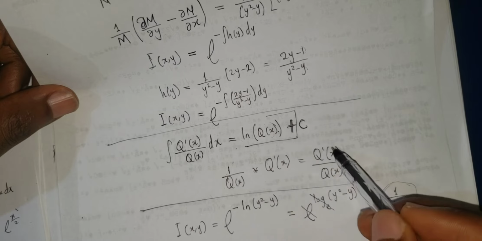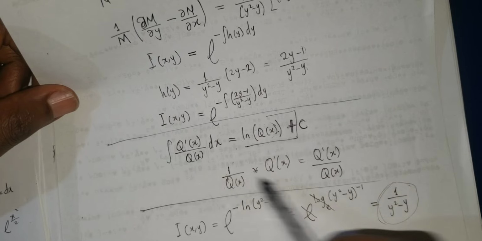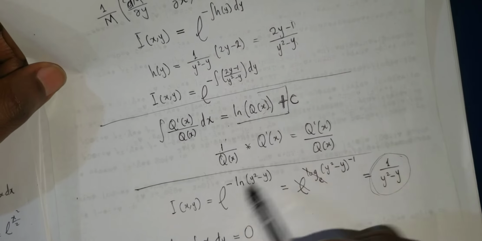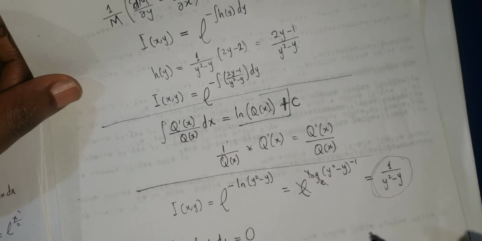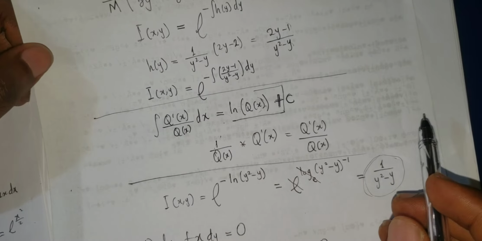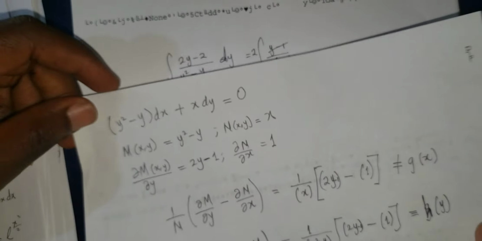This is just q prime of x over q of x, so its integral will definitely give us this ln q of x back, and that will be that. But there's an error here. There's an error where we started.